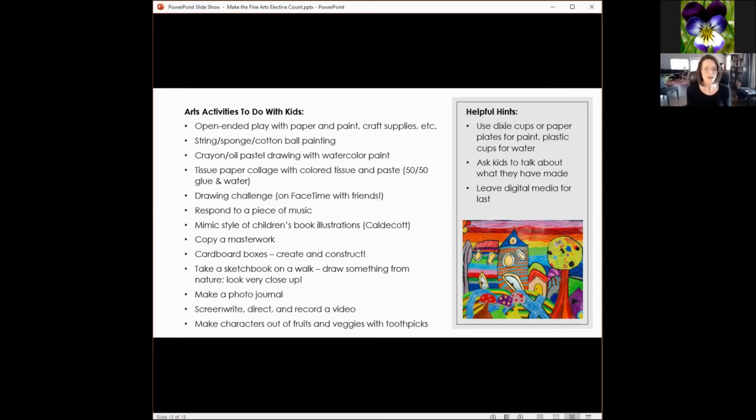Get out a children's book and say, let's make a drawing that's in the style of this illustrator. The Caldecott Medal winners are some of the best. And copy a masterwork. I did this with my kids. We studied all of the artists and their famous paintings, and just have your kids reproduce it.